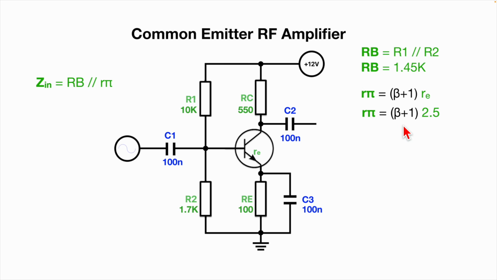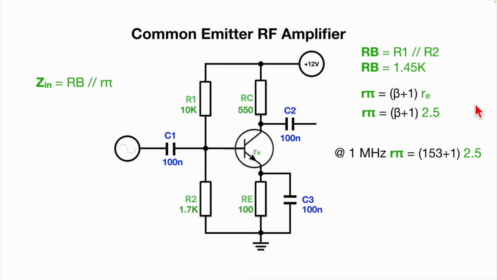So we can see already that beta is going to play a key role here, because if we're going to parallel this with this, and we know this is 1.45k, and what we're multiplying beta plus 1 by is only 2.5 ohms, this is going to have a key role in determining the input impedance. And so it actually is. So at 1 megahertz, this is not completely accurate.